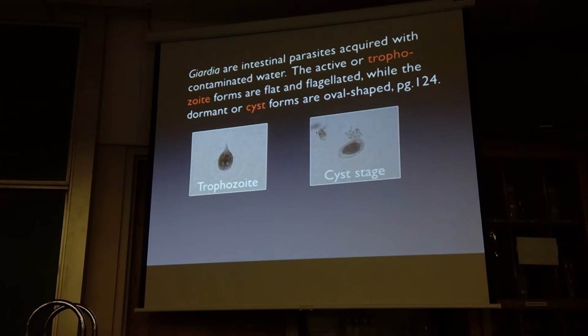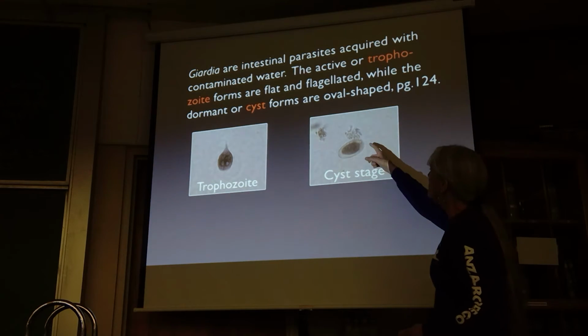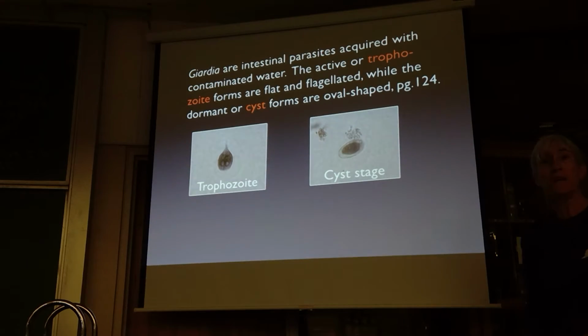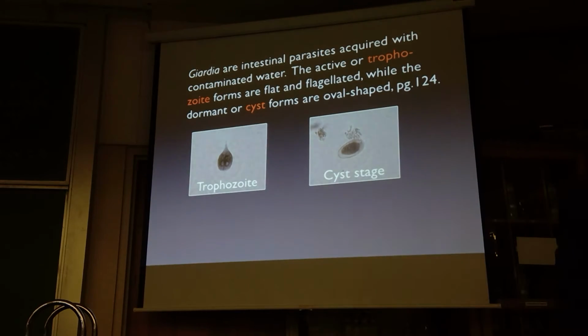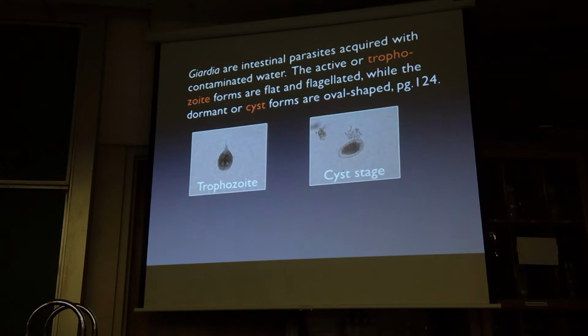The other stage that you're looking for is the cyst. And the cyst just looks like an oval. Some of these ovals, you can see 4 nuclei in there because there are 2 trophozoites per cyst, but most of them you can't see anything. So that's Giardia, not terribly exciting looking.